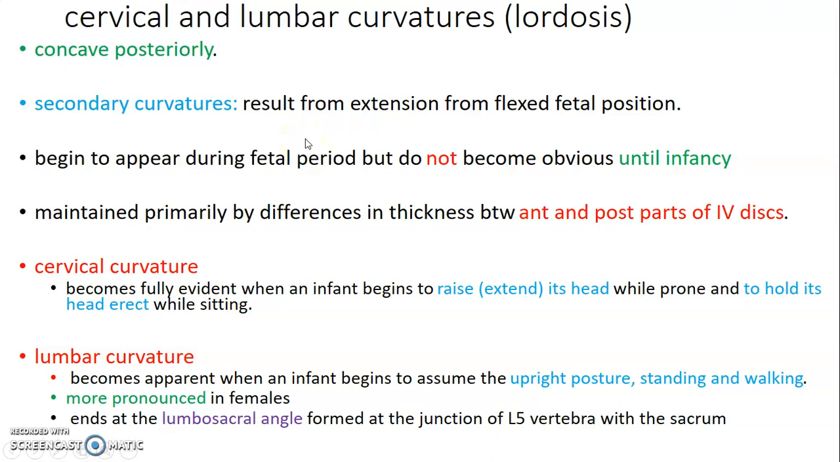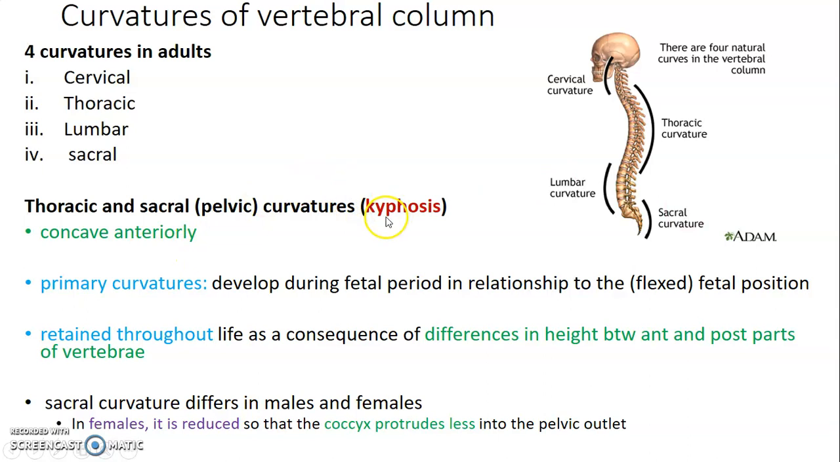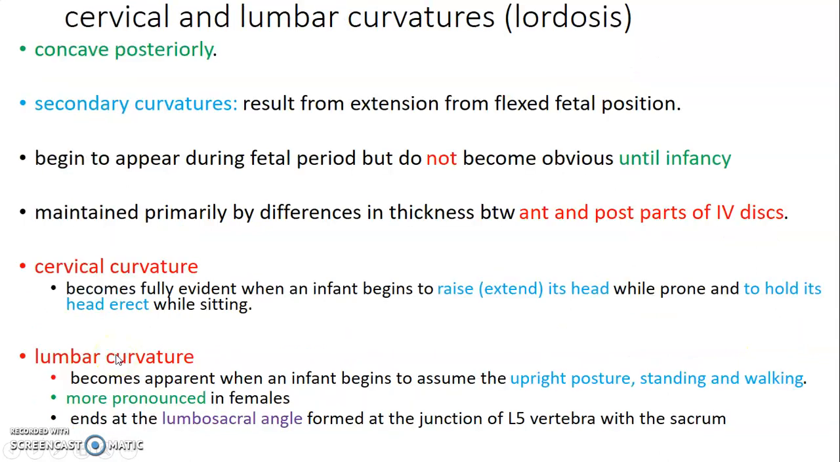Why do we say they're secondary? They result from extension from the flexed fetal position. So during the fetal period, they appear, but they do not become obvious until infancy. They are maintained primarily by the differences in the thickness between anterior and posterior parts of IV discs. Remember, thoracic and sacral curvatures were maintained by the differences between the height of anterior and posterior parts of the vertebra, while cervical and lumbar curvatures are maintained by the difference between anterior and posterior parts of the IV disc.